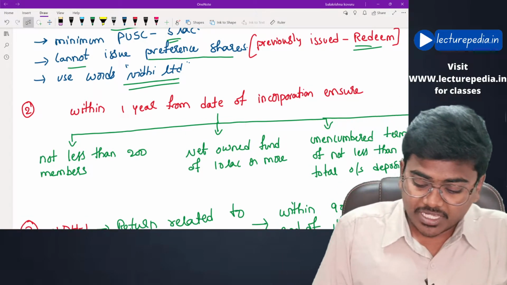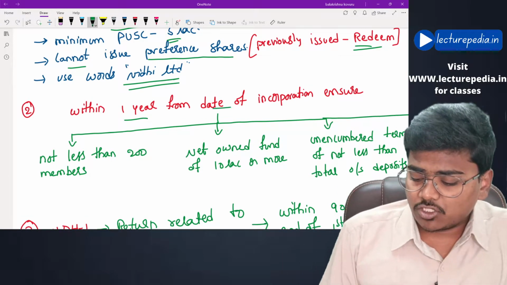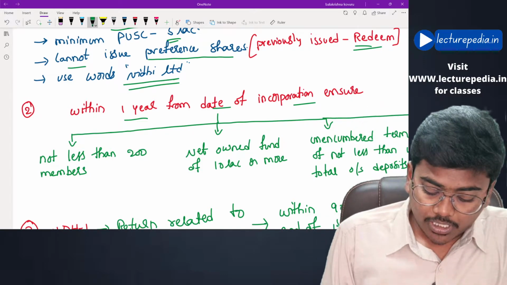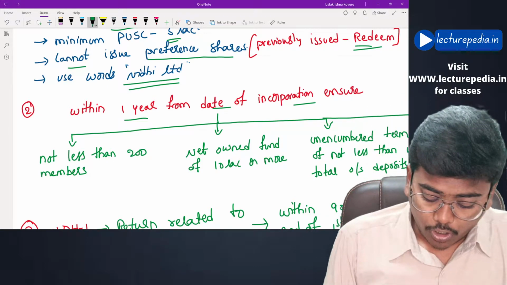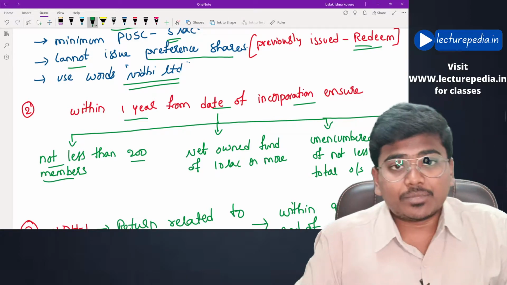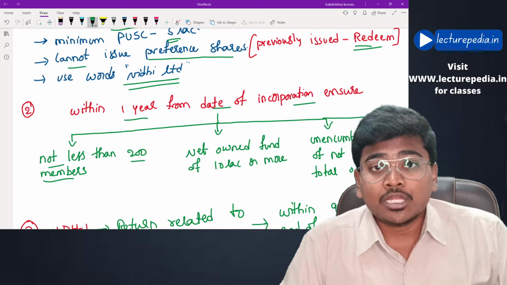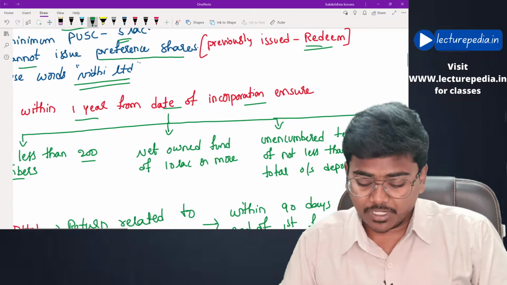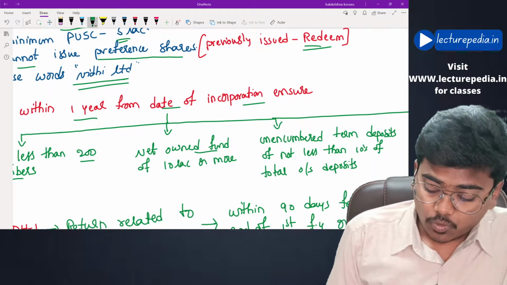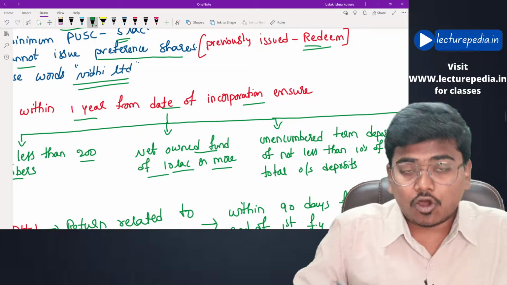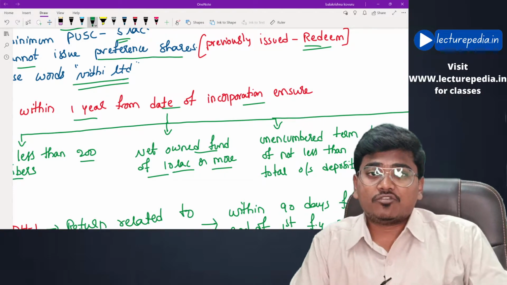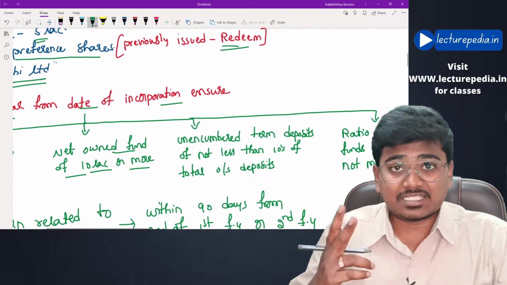First one: within 1 year from the date of its incorporation, Nidhi Limited must ensure that it consists of not less than 200 members. That means in its first year, it should gather at least 200 members. That is the first requirement. Next, net owned fund of 10 lakh or more. By the completion of its first year, it should have a net owned fund of 10 lakh or more. That is the second requirement.